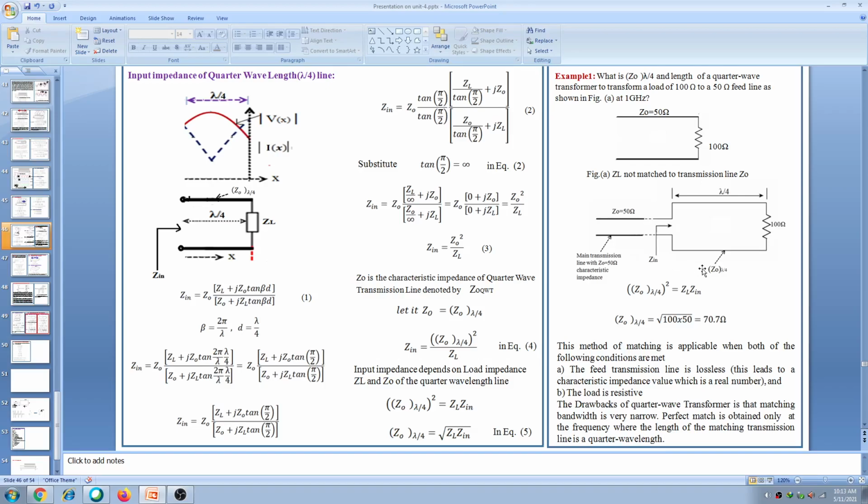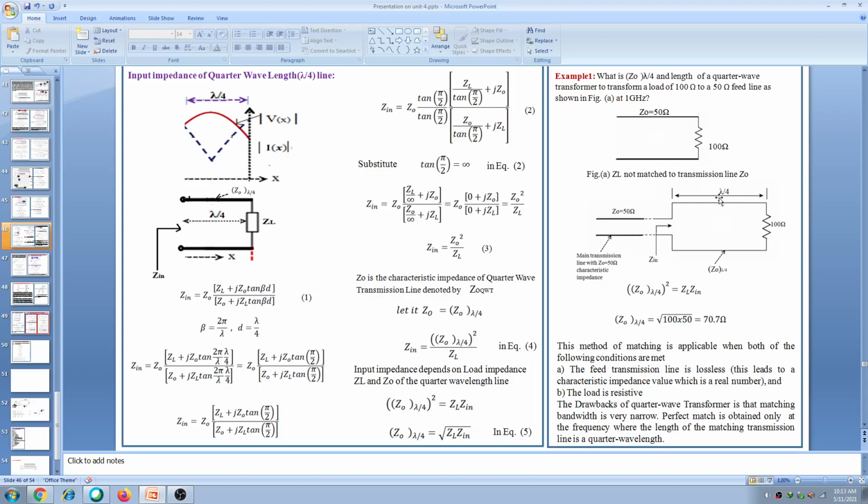Automatically, so it operates at a particular frequency. So bandwidth is very low in this case, narrow bandwidth. That is a disadvantage here, because the name itself says it is a quarter wave line. It depends on the length of the line, lambda by 4, which depends upon the frequency, lambda.